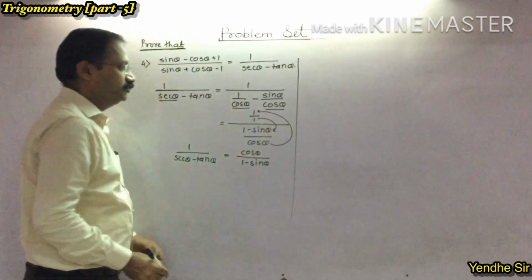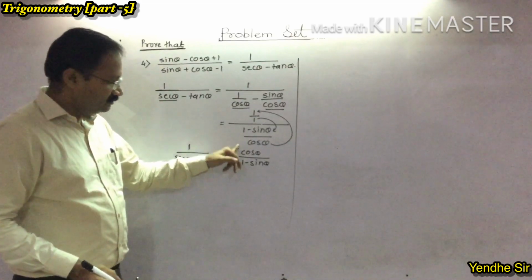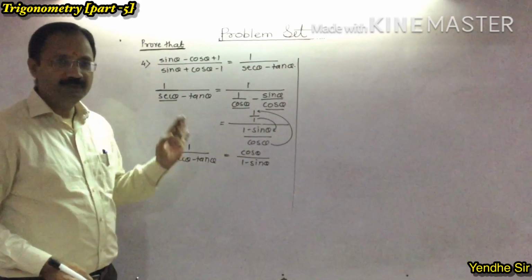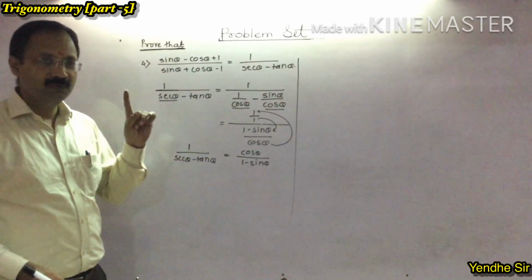Now you have to use the identities of this one. So what is the relation between cos and sin? We know that sin square theta plus cos square theta equals 1.